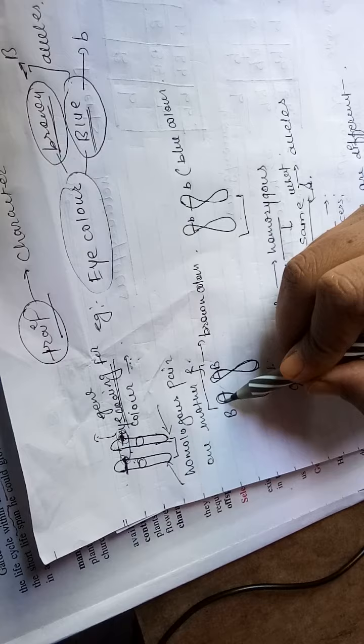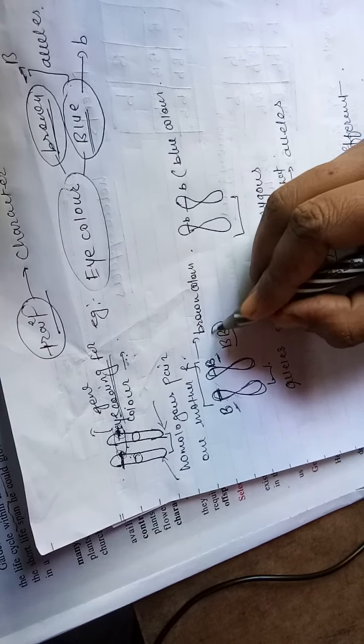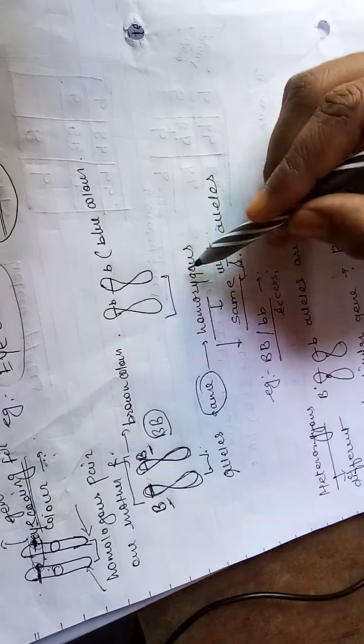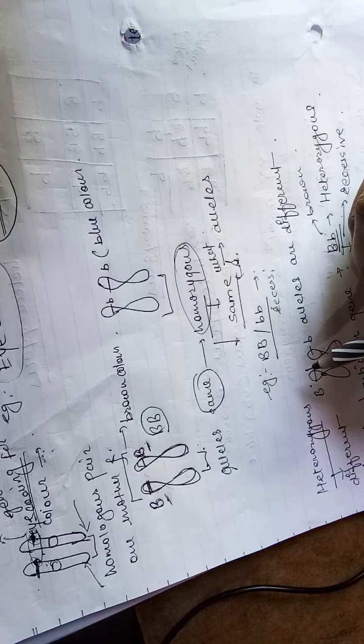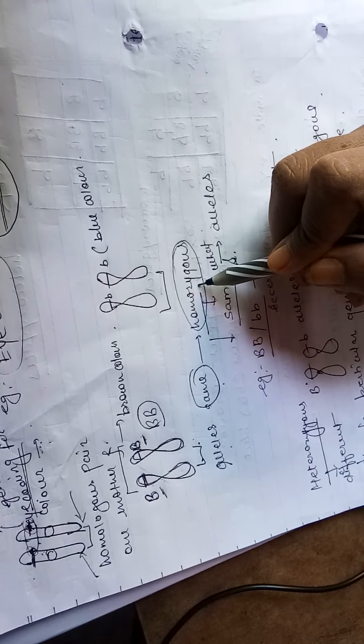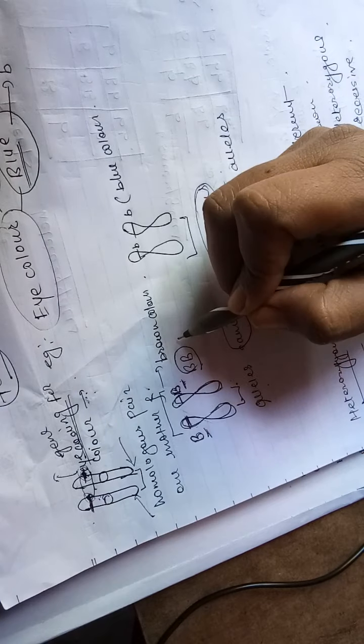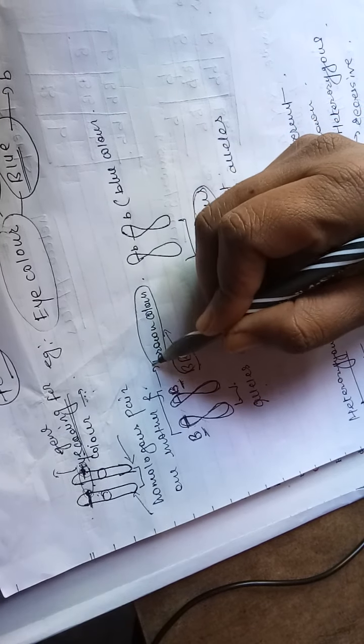Now here it is one pair, and one chromosome contains the capital B, and the other chromosome also contains the capital B. These are both dominant in nature, or these are the same. Alleles which are the same are called homozygous. Understand? Alleles which are same are called homozygous, and this homozygous having capital B is responsible for which color? It refers to the brown color.